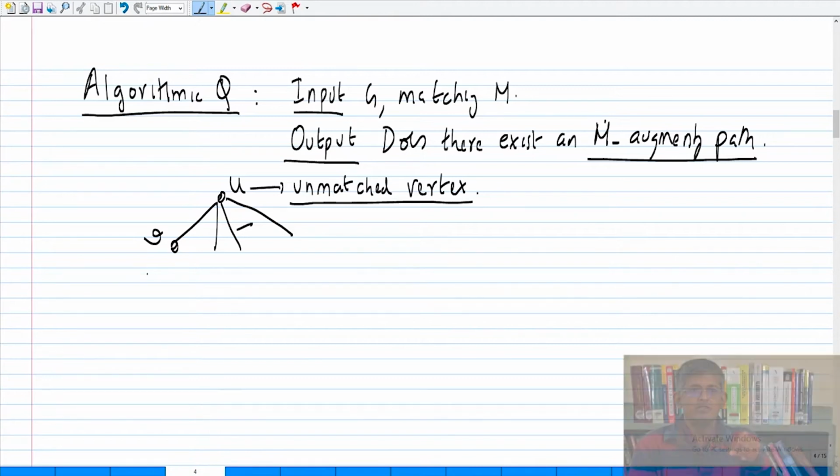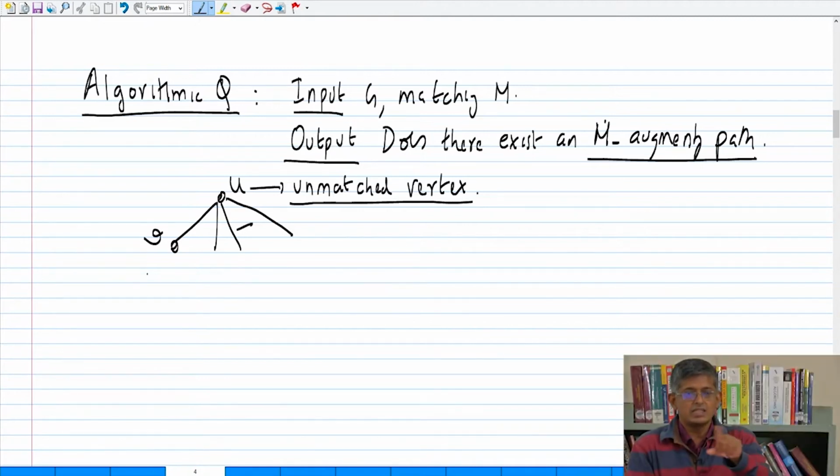Yes, while you say that VU can be added, you are right. That's a consequence of applying the definition correctly. If you look at the definition of an M augmenting path, you must have a path starting and ending at unmatched vertices, and the intermediate edges alternate between matching edges and edges outside the matching. And obviously this single edge satisfies all the desired properties. So therefore, yes, you found an M augmenting path.